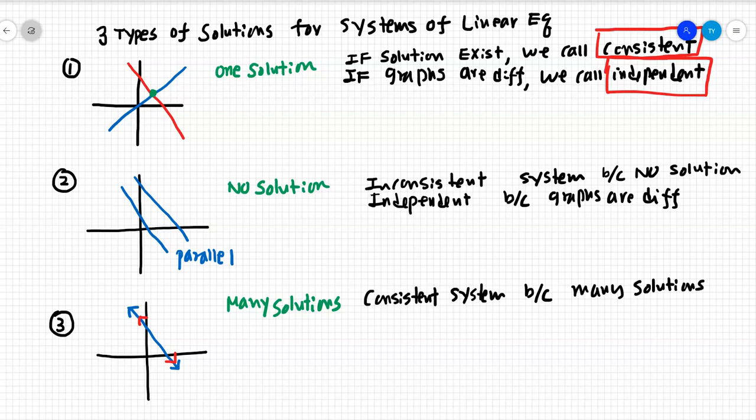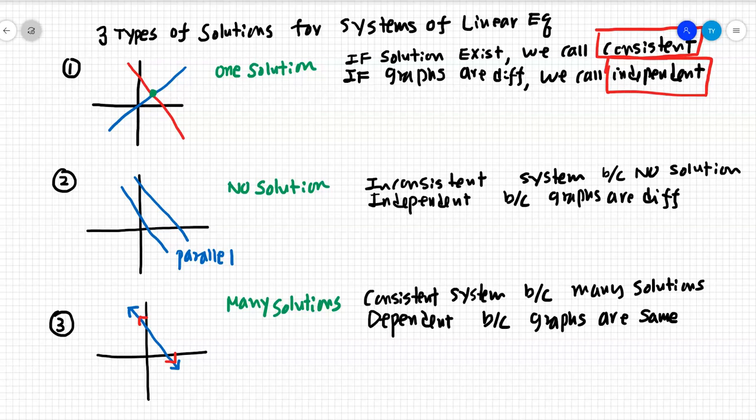But they are dependent, because the graphs are the same. So whenever you solve a system of linear equations, it doesn't matter whether it's 2 variables or 3 variables, it has to fall into one of these 3 categories.